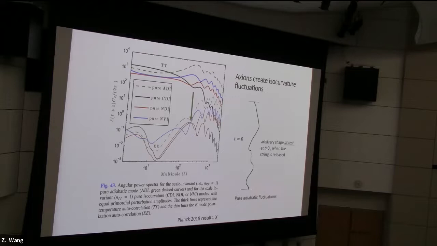So you can imagine if you have a single degree of freedom, inflation, and that's all you have to create fluctuation, it's like you have a string instrument and you pluck it in a very peculiar way at t equals zero, but the string is at rest and you just let go, okay?